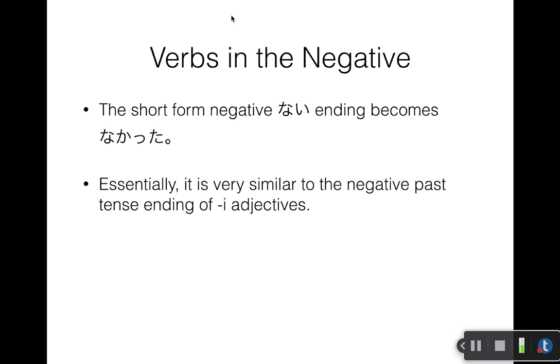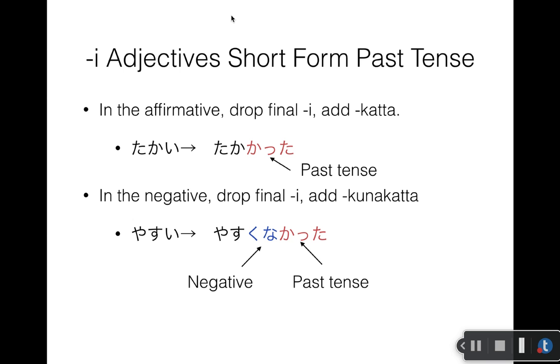For the irregular verbs, suru, remember its short form negative is shinai. Short form negative past tense, shinakatta. Kuru is konai in the present tense. In the past tense, negative form, konakatta. Okay? And essentially, this is very similar to how the negative past tense endings work with i-adjectives, which we'll look at next. So, i-adjective, short form past tense.